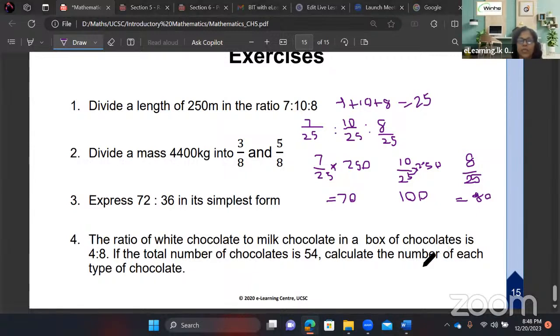Yes, Dirusha, you're correct. Danika is also correct, right? Danika has done all the previous ones; the total parts are 25. So we look at the second one.